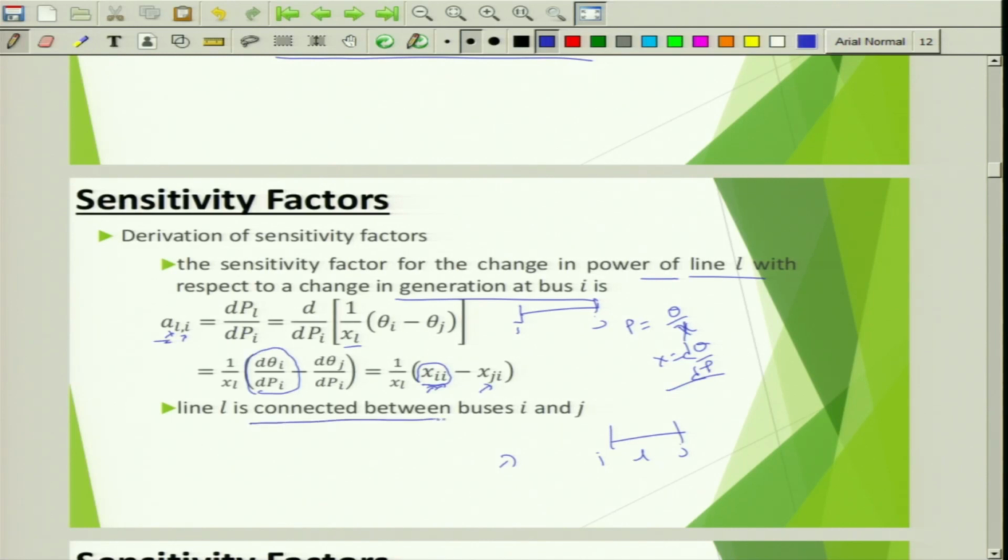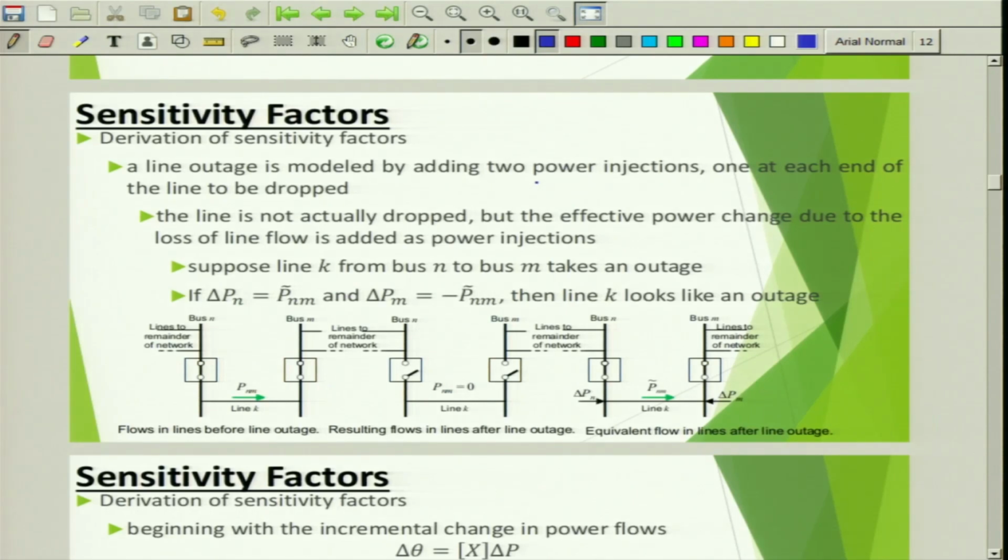Now line L is connected between bus I and J. It could be some other bus also, some other line also, that you can consider. A line outage is modeled by adding two power injections, one at each end of the line to be dropped. The line is not actually dropped, but the effective power change due to the loss of line flow is added as power injections. Suppose line K from bus N to bus M takes an outage, right.